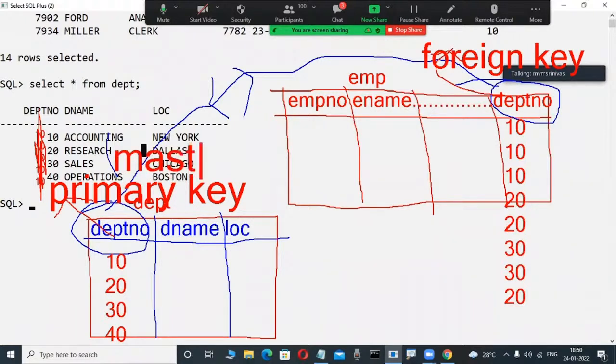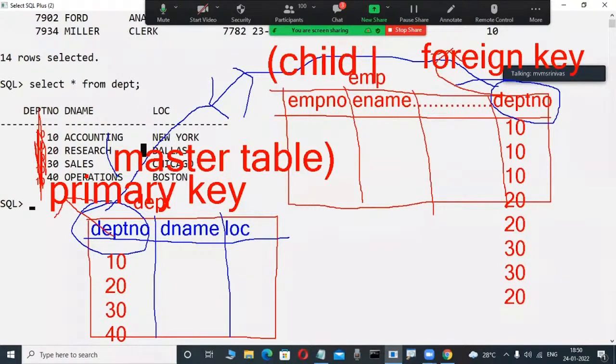Observe here, this is a master table. That's why the primary key is available. That table is called the master table. Again, where the foreign key is available, that table is also called as what? A child table or detailed table.